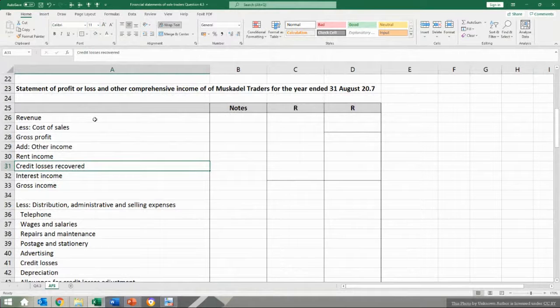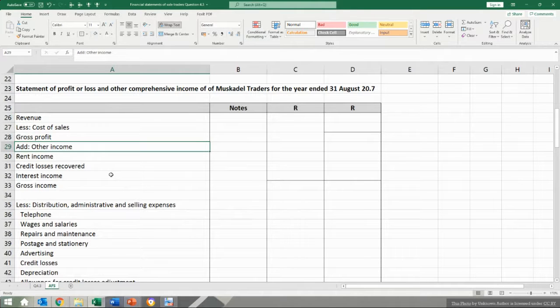the first thing you would have to do, when you get a question like this, is list the information. So you start with the general framework, which is your revenue less the cost of sales, which will give you a gross profit. Then we would generally add other income, and you would leave a gap for that to get to the gross income amount. Now, that framework you can find in your textbooks. Let me just see what page has a good example.